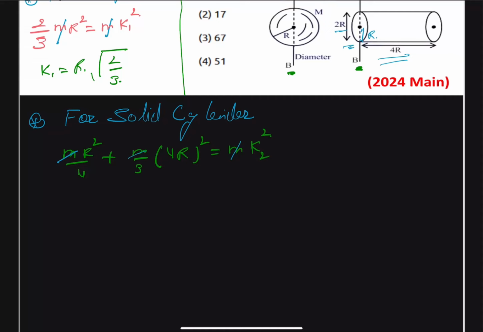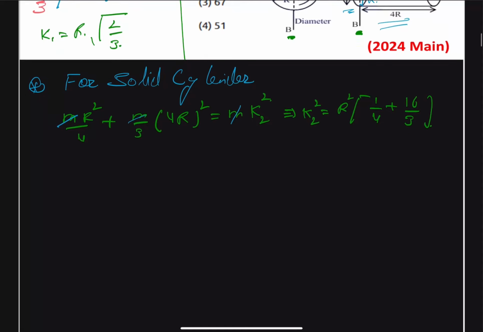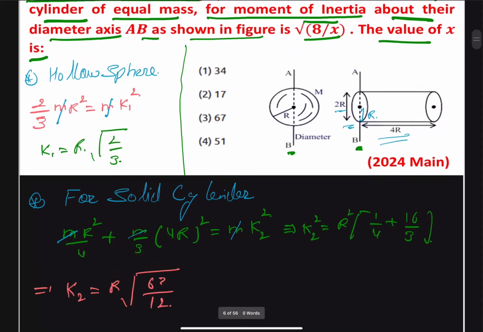So from here we can say that k2 square will be equal to r square, we can take it as common, we are left with 1 upon 4 plus 16 upon 3. Therefore, k2 will be equal to r square root of 67 upon 12, and we have to find out the ratio.